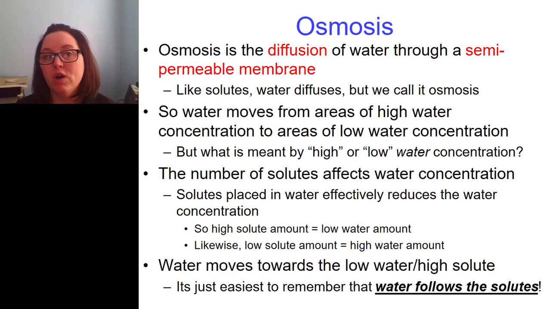Well, it turns out the number of solutes affects water concentration. When solutes are placed in water, it effectively reduces the water concentration. In other words, a high solute amount in the water means there will be a low water concentration. Likewise, a low solute amount inside of water will mean there's a high water concentration. The reason for this has to deal with something called free water concentration gradients, but I'm not going to talk about this in this video. I'll try to set up a link to another video if you're interested in learning more about that.